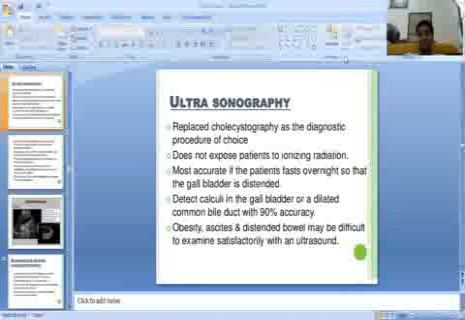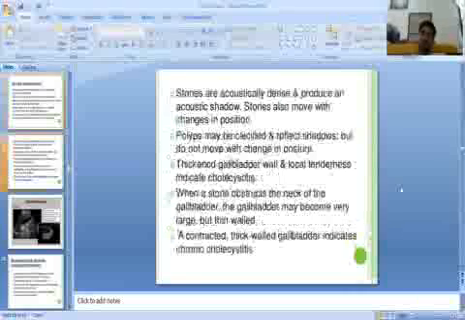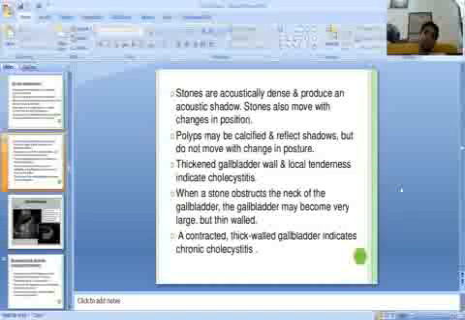Obesity, ascites, and distended bowel may make it difficult to examine satisfactorily with ultrasound. Stones are acoustically dense and produce an acoustic shadow. Stones also move with changes in position. Polyps may be calcified and reflect a shadow but do not move with a change in posture.